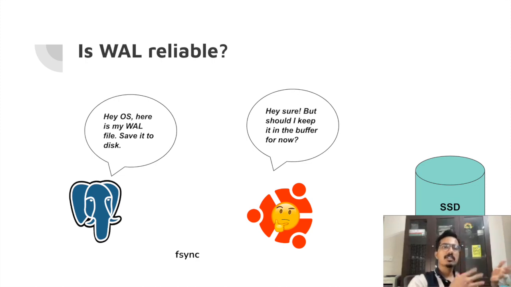Then Postgres is happy, and Postgres will tell the user, hey, I have successfully committed that particular transaction. So it's now in the disk. No matter what happens, it is always there in the disk when you restart the system next time. So this is how the WAL works.